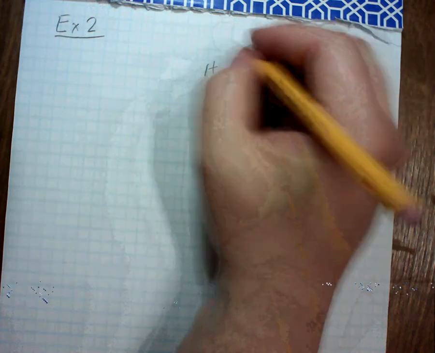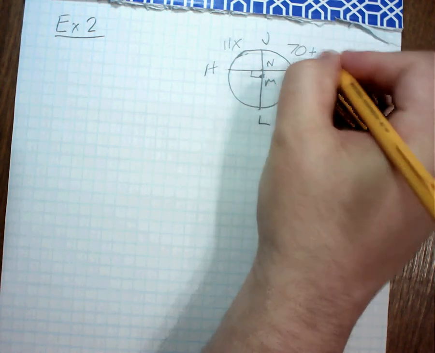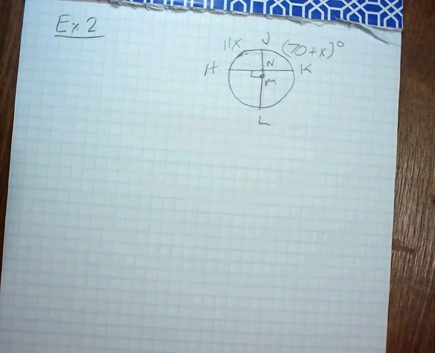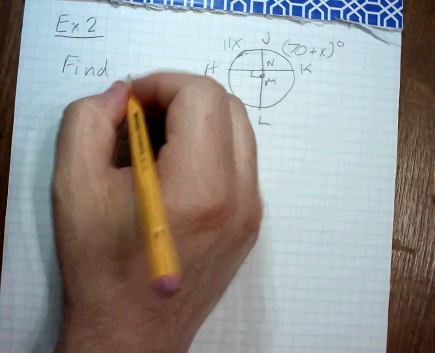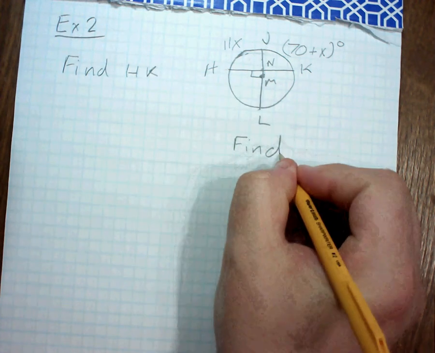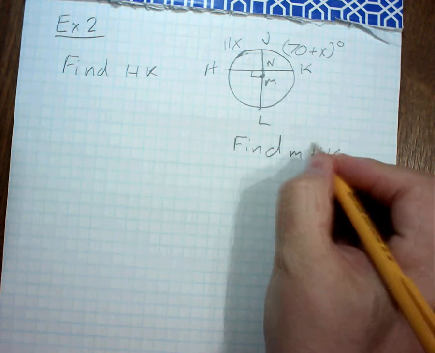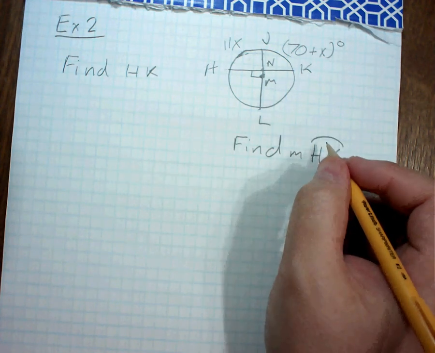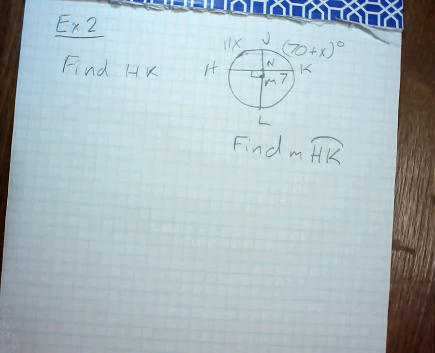So we have all kinds of stuff, but we're told that this arc is 11x and that this arc is 70 plus x. Okay, and we're asked to find HK. That's one thing we're asked to find, and then we're asked to find the measure of HK, the arc. Okay, one other thing, this is 7, right?